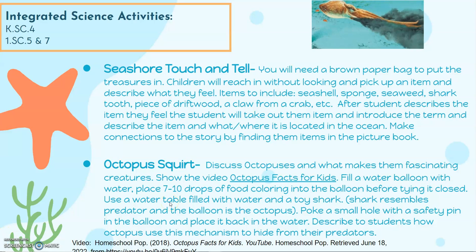Octopus work. Discuss octopuses and what makes them fascinating creatures. Show this video, Octopus Facts for Kids. For the experiment, fill a water balloon with water. Place 7 to 10 drops of food coloring into the balloon before tying it closed. You will need to use a water table or container filled with water and a toy shark. The shark will resemble the predator and the balloon will resemble the octopus. Poke a small hole with a safety pin in the balloon and place it back in the water. Describe to students how octopus use this defense mechanism to hide from their predators.